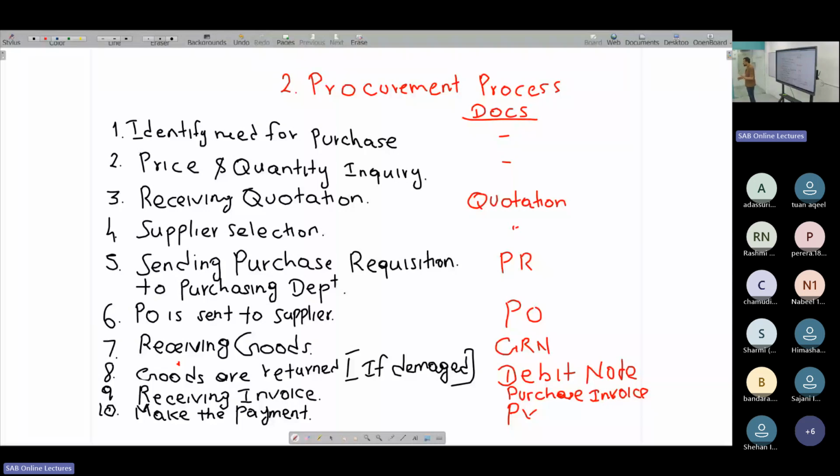GRN, yes, we have received 100 items. But 10 items are damaged, so they will raise the GRN. After that, they will put the debit note.